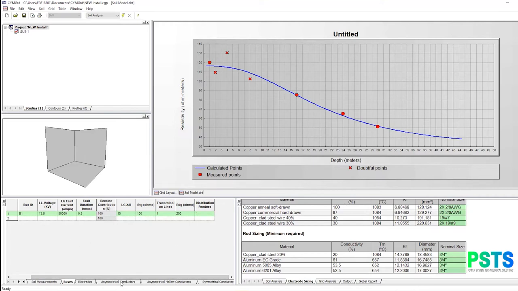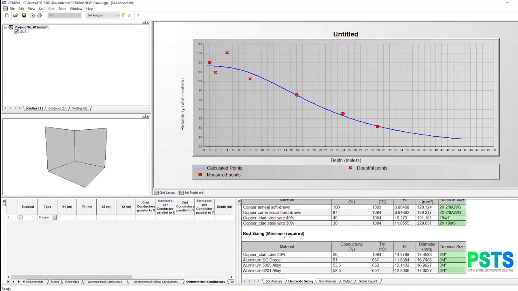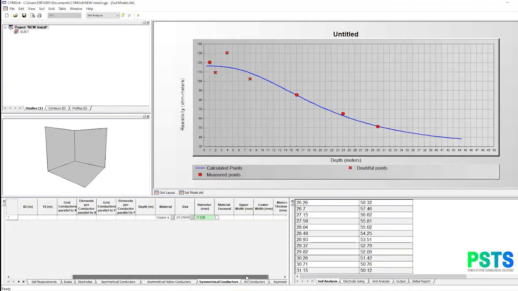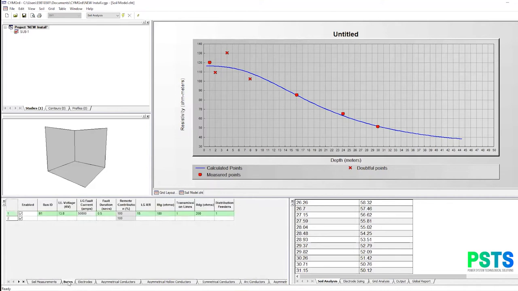But in the program, it allows you to either select from the database, for example, any one, or you can enter whatever diameter you want, 20 mm. All right, but I'm just going to go back to this and change this, we don't want 8,000, this is too big. All right, so let's say this is 8,000. All right, and we have the electrode.